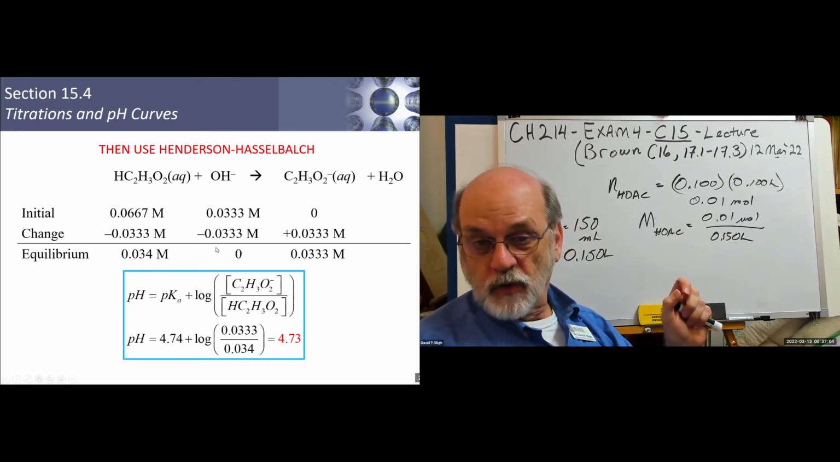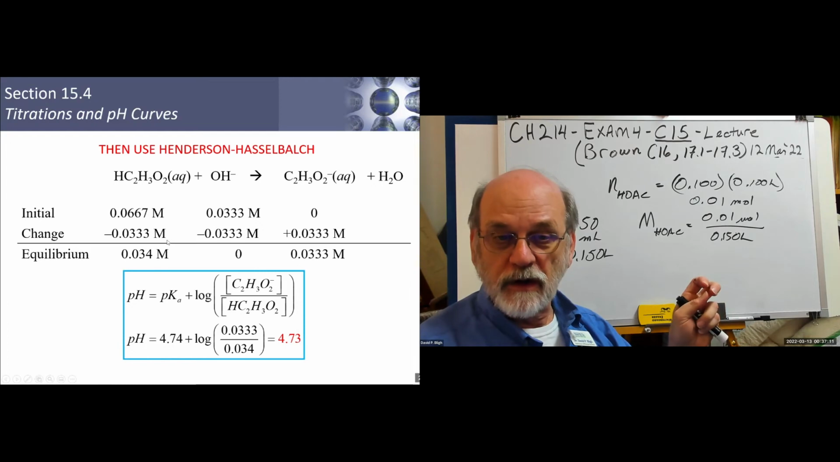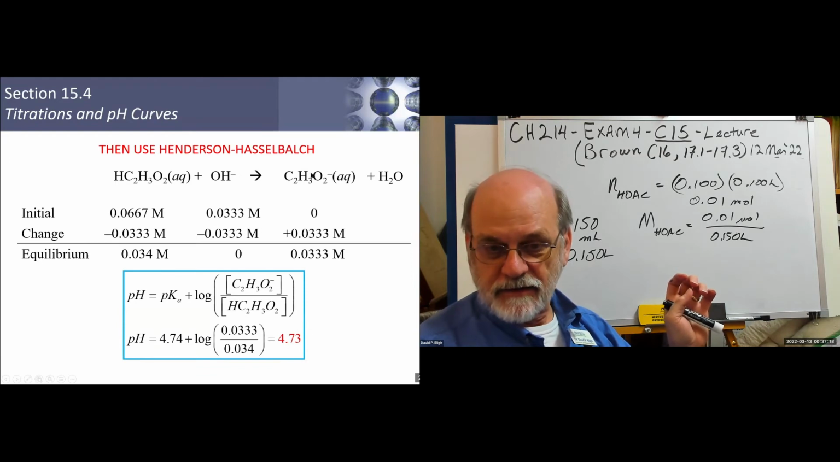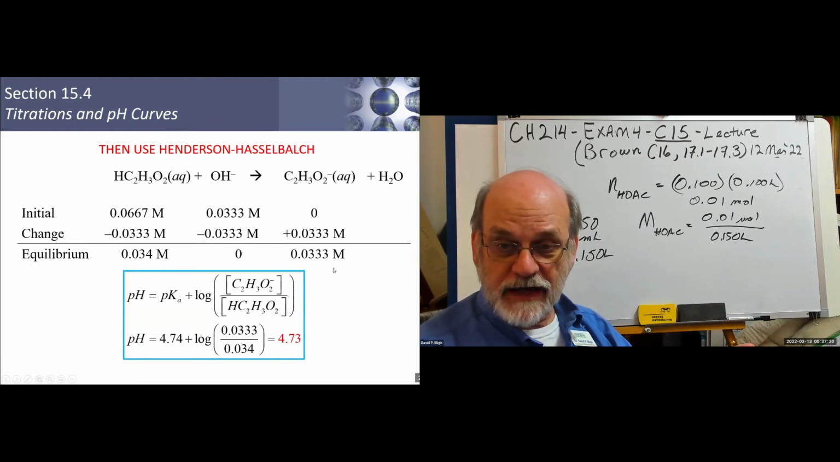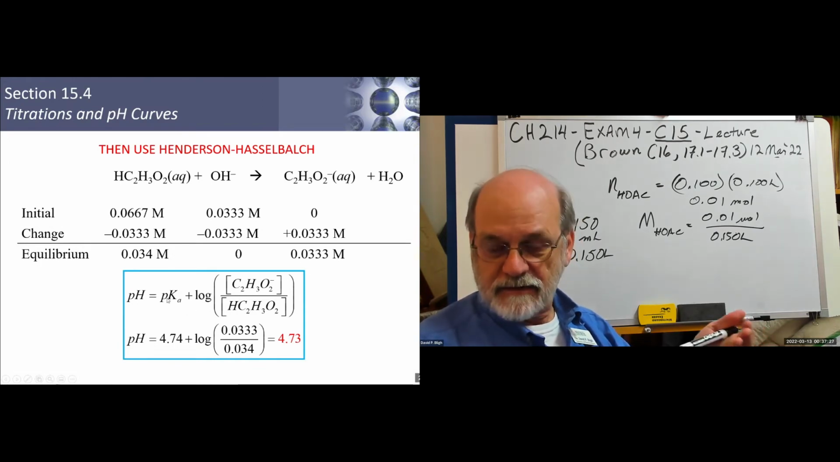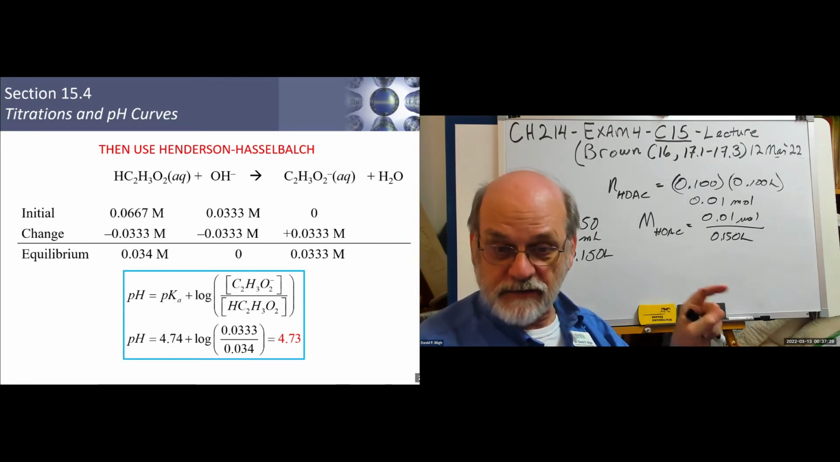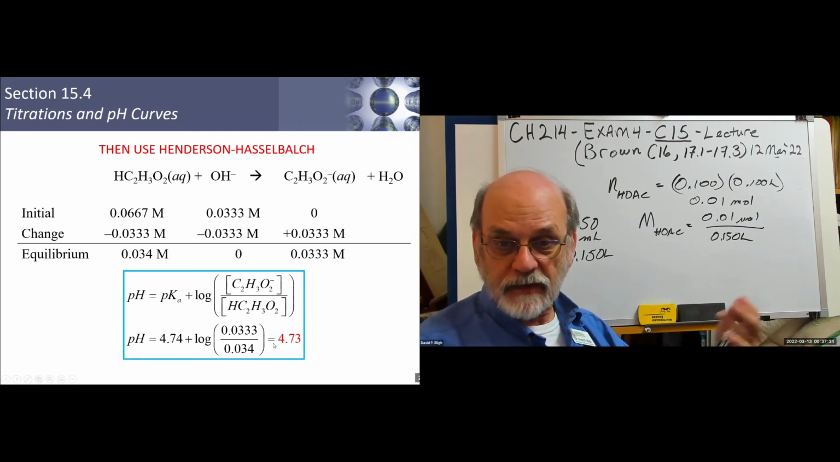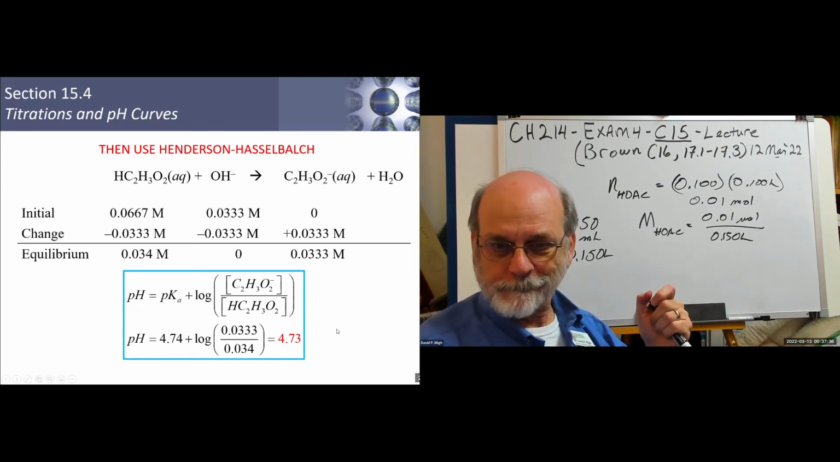So it looks like we're going to use up all the hydroxide and leave us with 0.034 molar acetic acid and 0.0333 molar acetate. Now all we have to do is plug those values into Henderson-Hasselbalch, right? This one goes in the numerator, that one goes in the denominator. The pKa is the negative log of the Ka that was given to us, and the pH is 4.73. Okay?